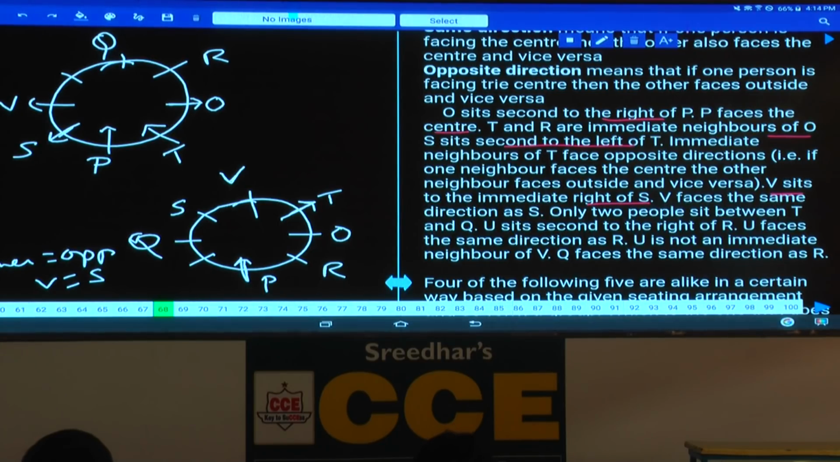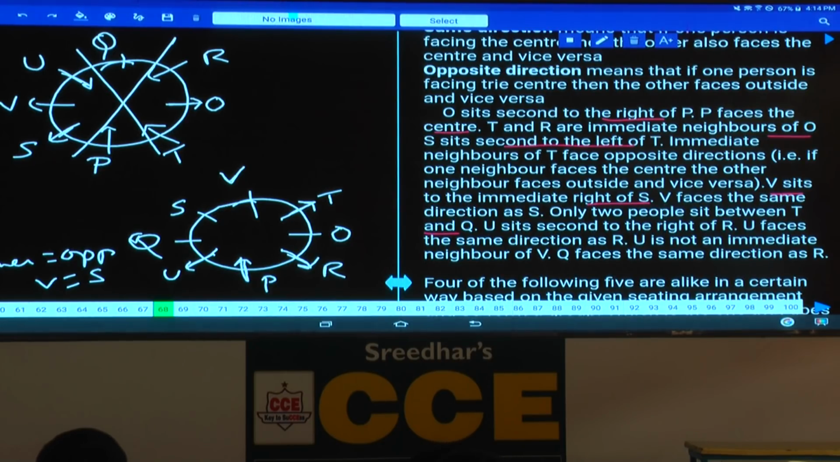P, Q, R, S, T, U and V are the persons seated like this. Now here also U will be here, and only two people are between T and Q. U sits second to the right of R. R is facing away, and U sits second to the right of R. R is facing towards the center, and U faces the same direction as R. As U and R are facing the same direction, U and R are opposite. Here U and R are towards the center. And U is not an immediate neighbor of V, but here U and V are immediate neighbors, so the first case is completely ruled out.